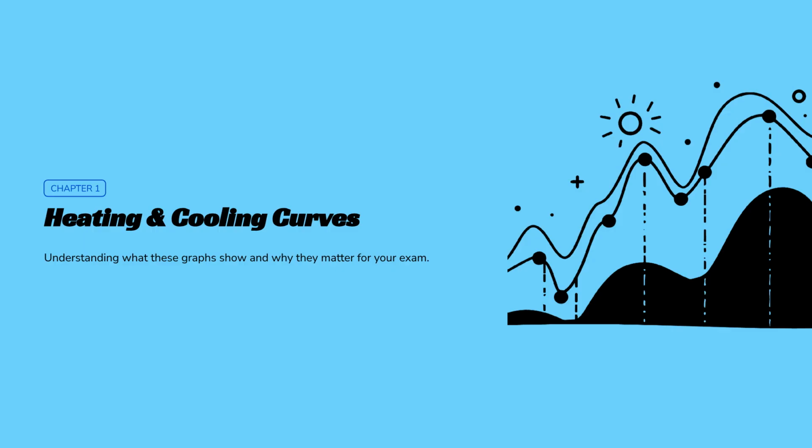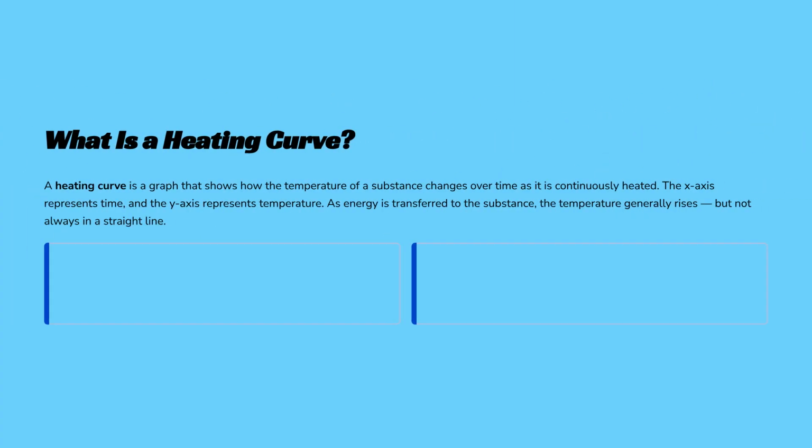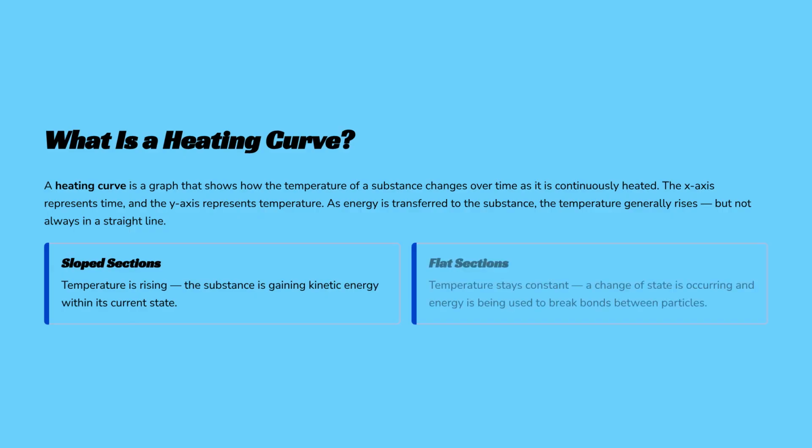First, let's understand heating and cooling curves. These graphs are essential tools for visualizing how substances react as they gain or lose energy. A heating curve plots temperature against time. You'll notice two types of sections: sloped sections, where the substance gains kinetic energy and warms up, and flat sections, which signify a change of state.